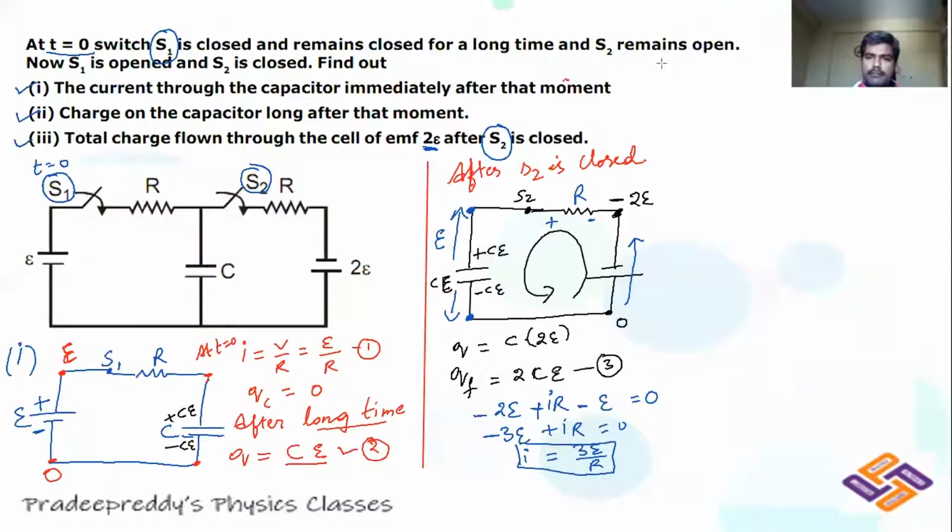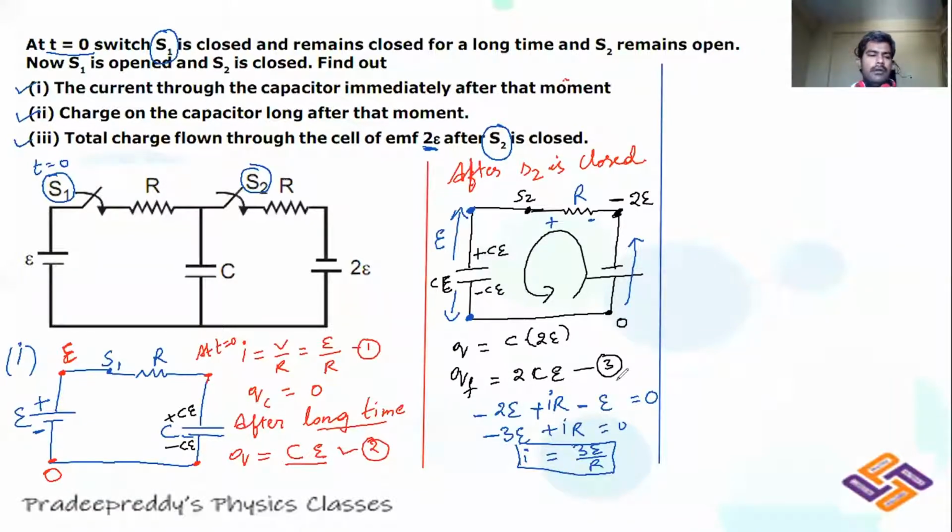Next. The answer for the first question is completed. And you are now supposed to find out the second question: the charge on the capacitor long after that moment. So after a longer time, we have already calculated the charge on the capacitor. What is it? The final charge on the capacitor is 2CE. That's what we have already calculated.